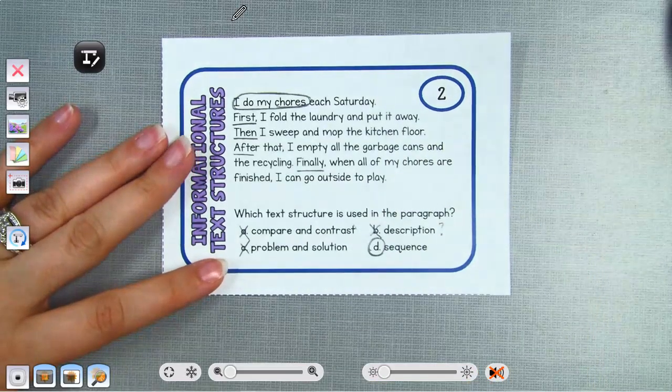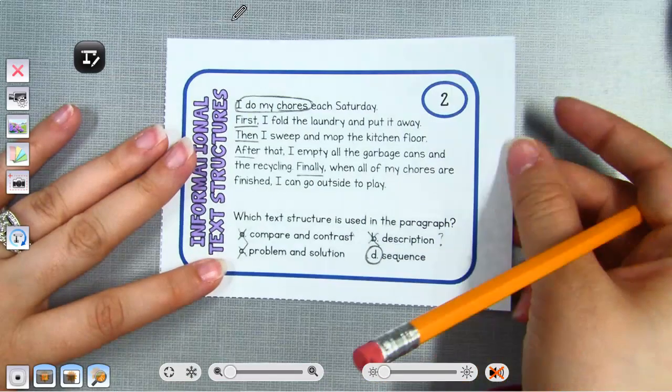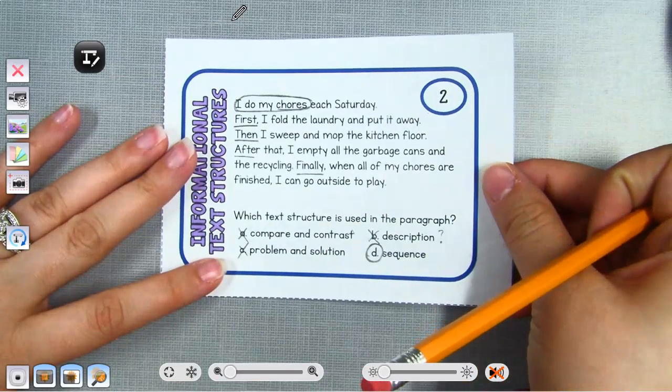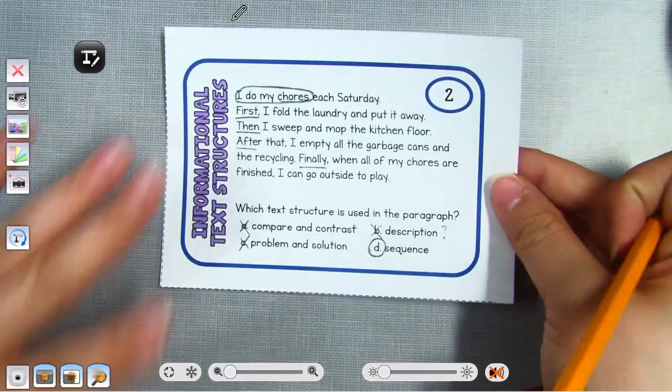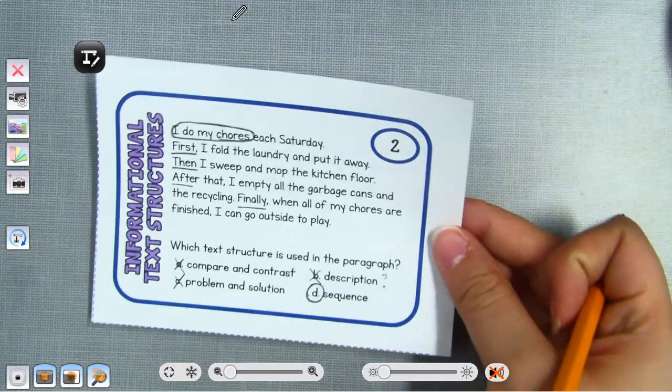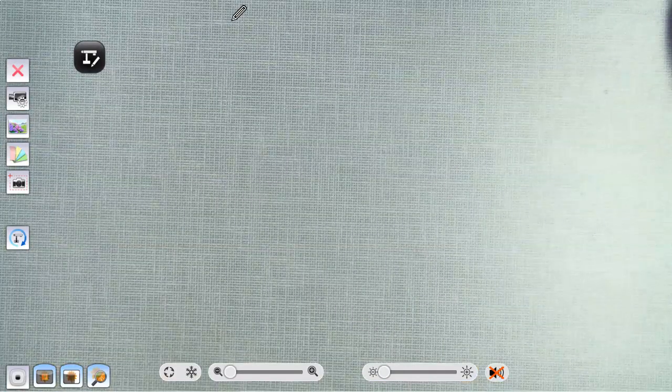Sequence. It's telling us the steps in the process of her doing her chores. First, I folded the laundry, then I swept and mopped. After that, I emptied the garbage, and finally, when all my chores are finished, I go outside and play. Okay? Let's look at this one.